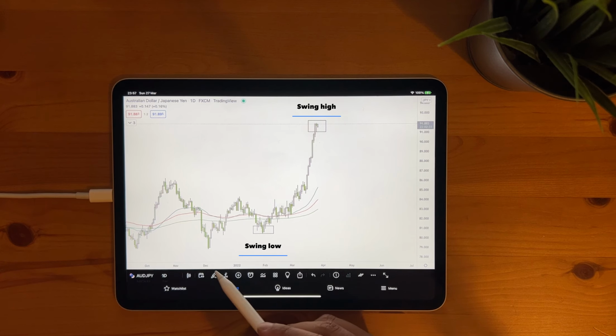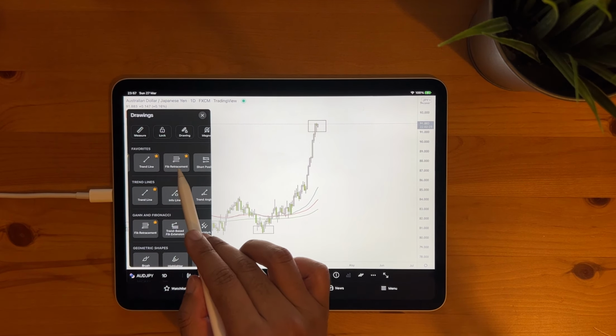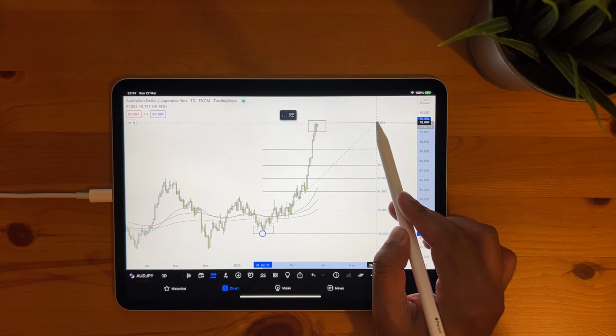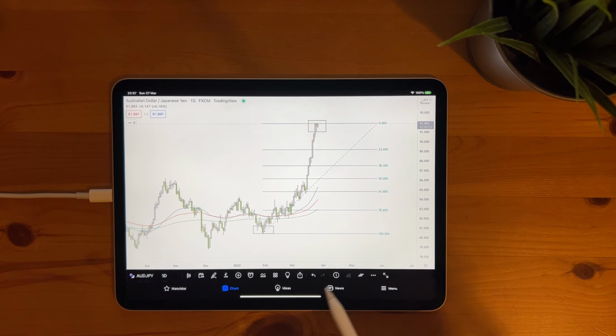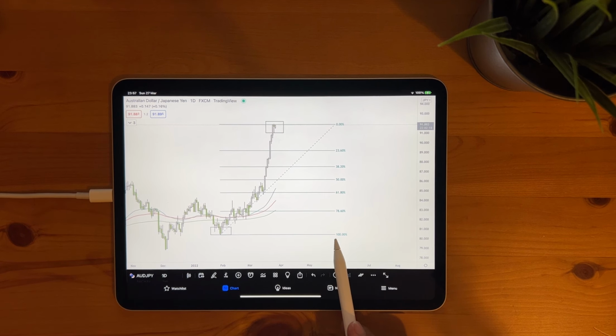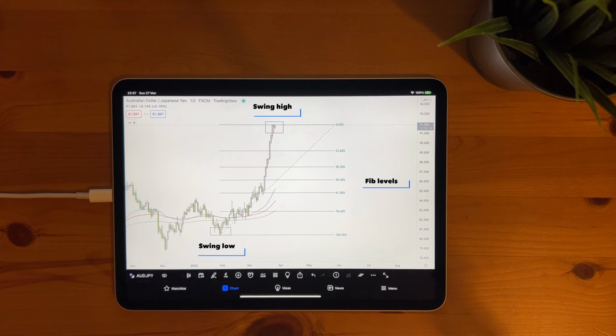The next thing you simply want to do is select the fib retracement tool and draw it from your swing low to the swing high. As you can see on the chart, all we did was drag the fib retracement from the swing low to our swing high. And now we have both our swing low and swing high and all of our fib levels highlighted on the right hand side.